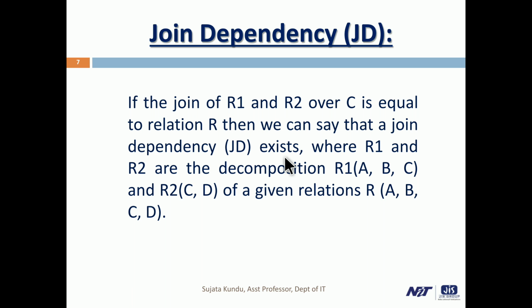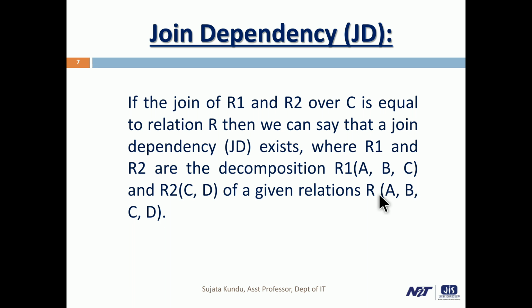That means if I decompose a relation into multiple relations, and after that if I apply the join between all those decompositions and it makes a new relation which is equal to the original relation, then we can say that there is a join dependency, where R1 and R2 are the decompositions of R, where R1 has the attributes A, B, C, and R2 has the attributes C and D of a given relation R. R has the attributes A, B, C, D.